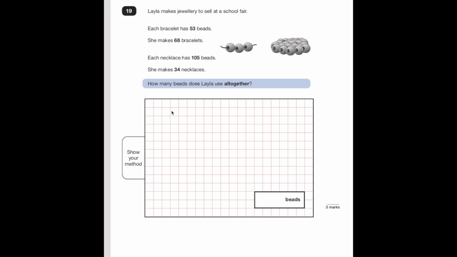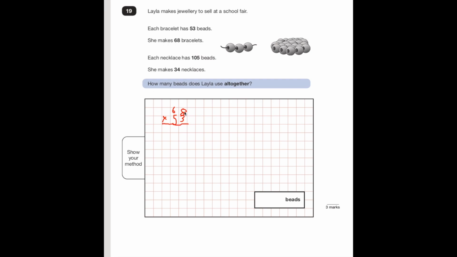She makes 68 bracelets. Each necklace has 105 beads. She makes 34 necklaces. How many beads does Layla use all together? Right, so in this case we've got some multiplication to do. Every bracelet that she makes needs 53 beads, but she's made 68. So what we need to do is 68 multiplied by 53 to get the number of beads for all these bracelets.